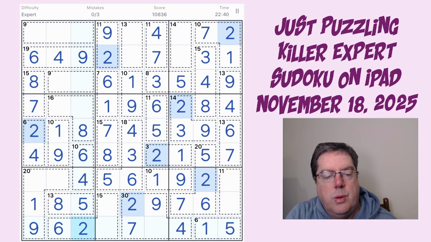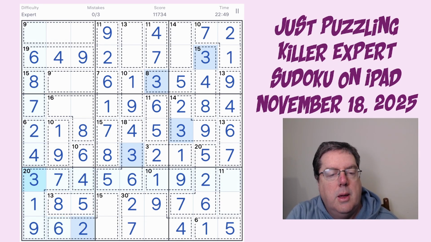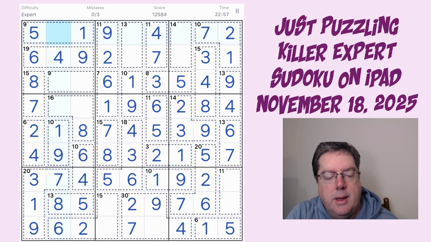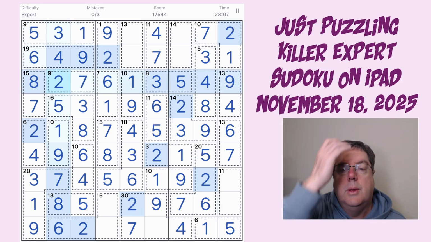1, 2, 3, 4, 5, 6, 7. 7 can't be there, so that's a 7, leaving this to be a 3. This is a 1, 3, 5, 1, 3, so that's a 5. 1 comes up here, so that's a 1, leaving this to be a 3. 3 comes down here, so this is a 3, leaving this to be a 5. Still want a 7 there, so that's a 7, leaving this to be a 2.